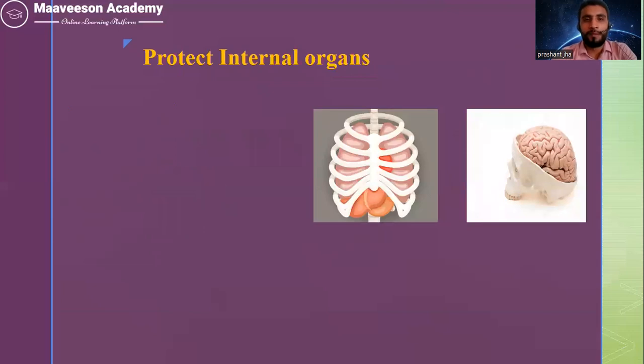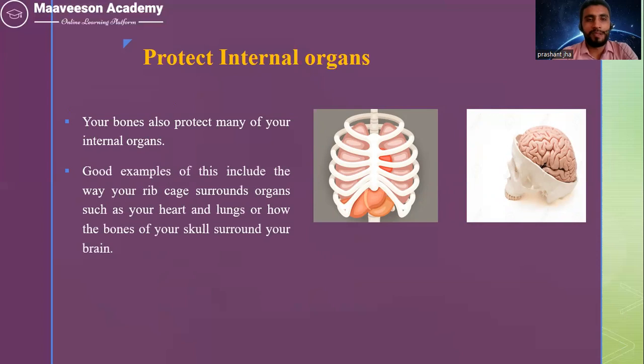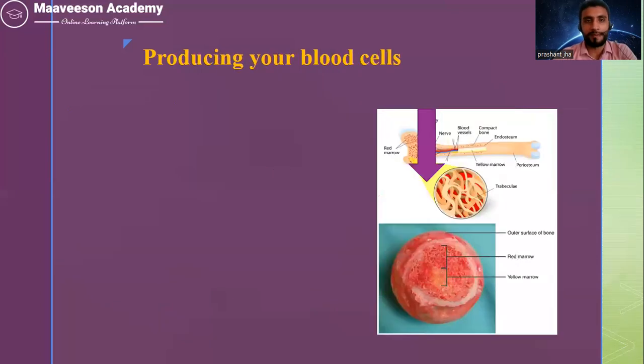Next is that it protects internal organs. So bone also plays an important role to protect the vital organs in our body, like lungs, heart, as well as brain, as you can see in this image. Your bones also protect many of your internal organs. A good example of this is the way your rib cage surrounds organs such as your heart and lungs, or how the bones of your skull surround your brain. So these are very common and very critical examples of the protective function.